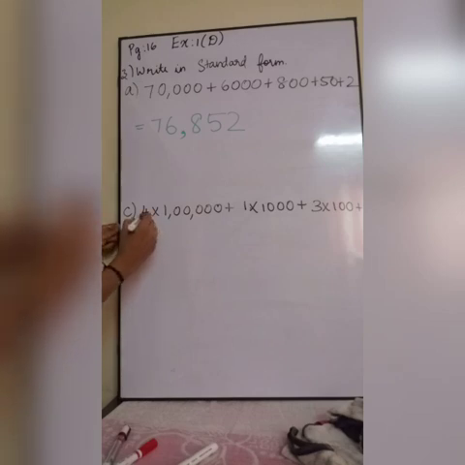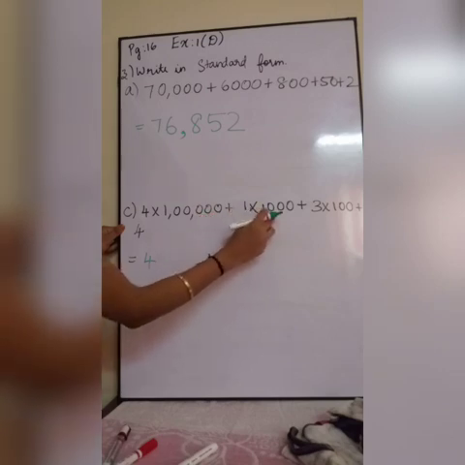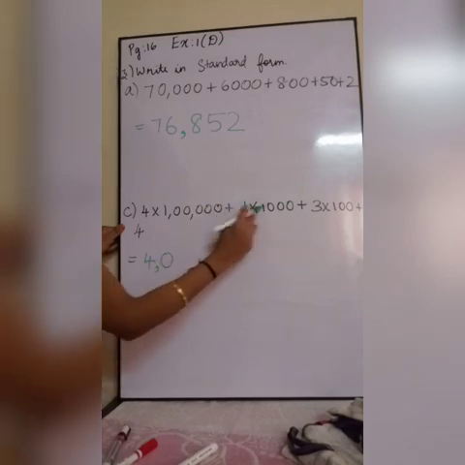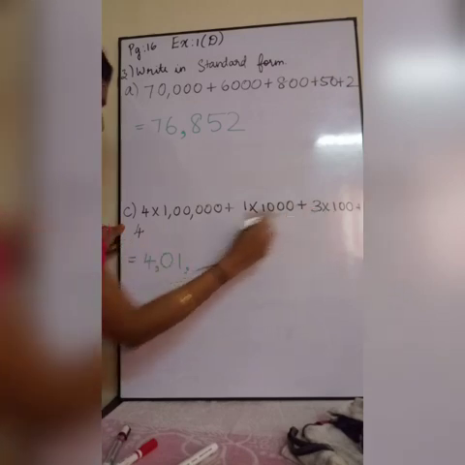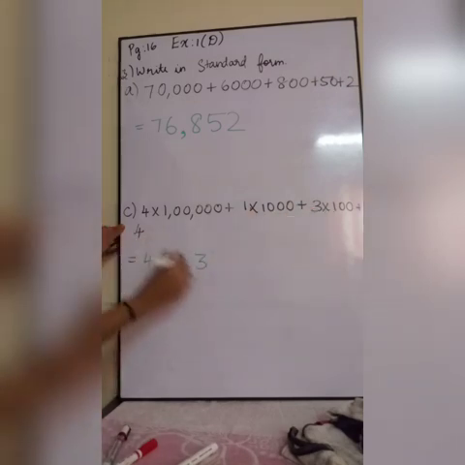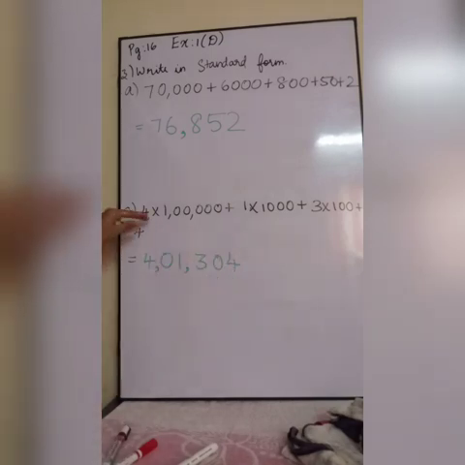Okay, next. 4 into 1 lakh. So 1 lakh is there. After 1 lakh, 10,000. But here it is 1,000, so 0. After 10,000, 1,000, so 1. After that, 100, so 3. After that, tens place. No tens, so 0. After that, ones place, so 4. Listen.